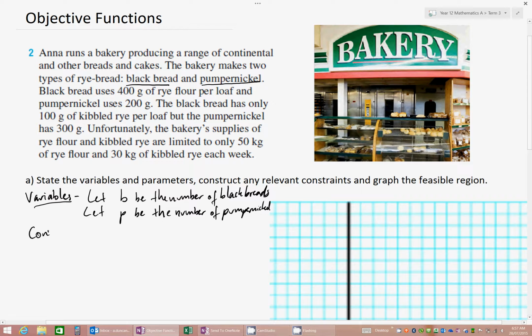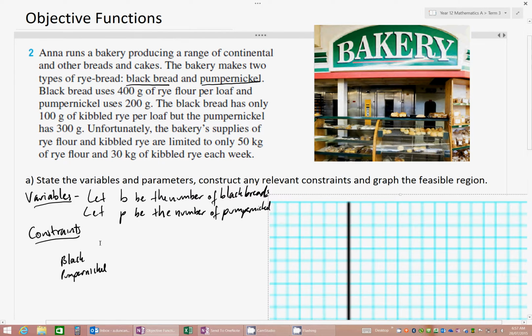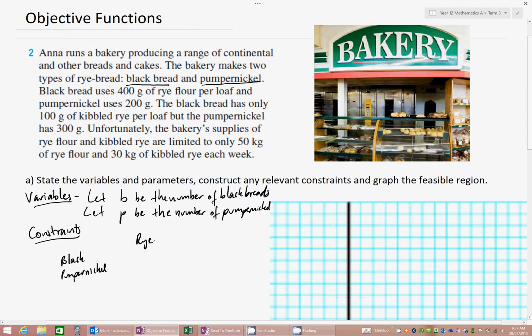In terms of constraints, there's a fair few constraints here, so it'll make sense to write all of these in a table. So I'll put black bread and pumpernickel in the first row, and then up on these columns I'll put the 2 ingredients. So rye flour and kibbled rye. Make a nice table out of this.